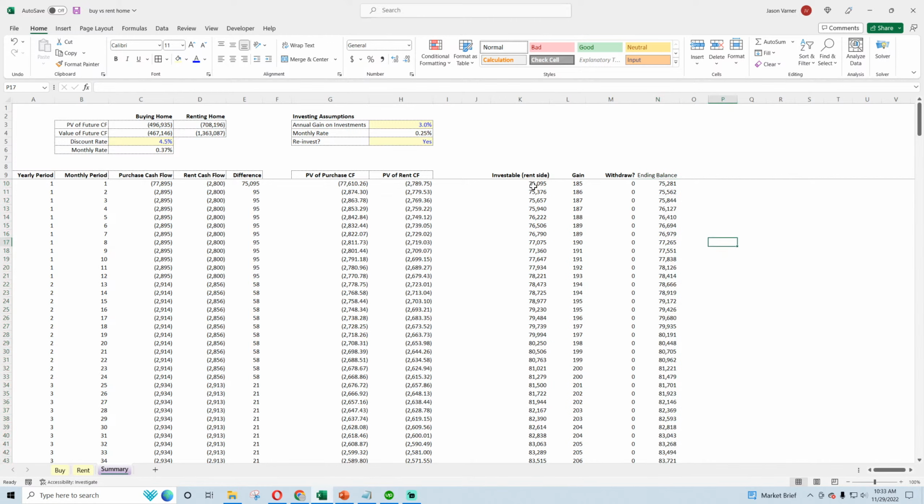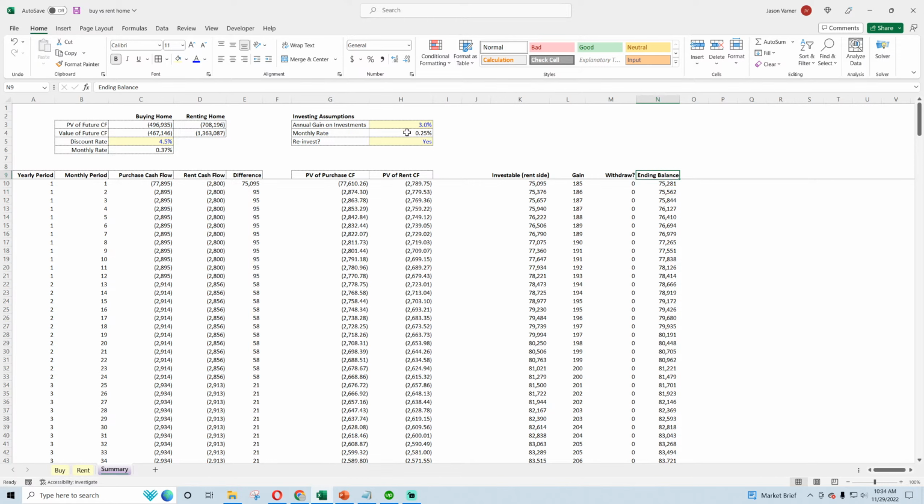So let's walk through this. You got 75,095 to begin. You didn't buy the house, you're renting. This amount of capital is free. This is just a down payment essentially. So first month you make a gain. You are reinvesting, so you're not withdrawing anything. Ending balance 75,281. Next period, you have this. Here's your gain. Here's your ending balance.